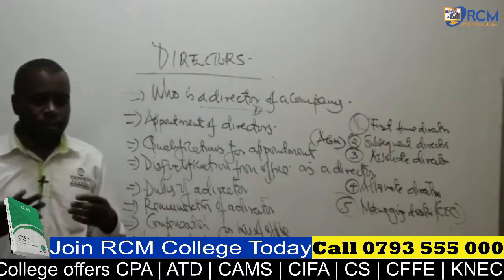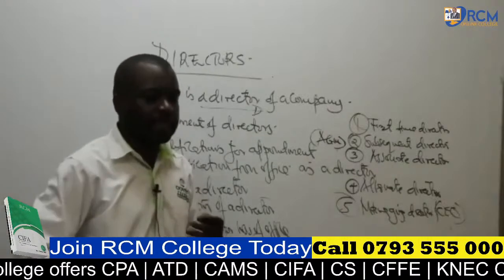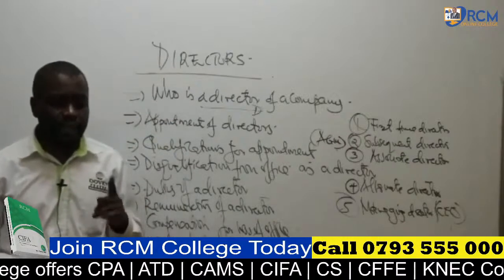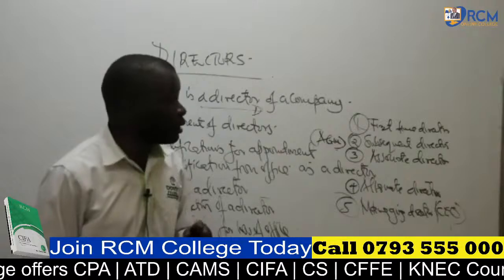So it simply means that the promoter has to propose, because when you're registering the company, for example, if it is a private company, it is mandatory under the law that the company should have at least one director. If it is a public company, it should have at least 2 directors. So where will you find these directors?